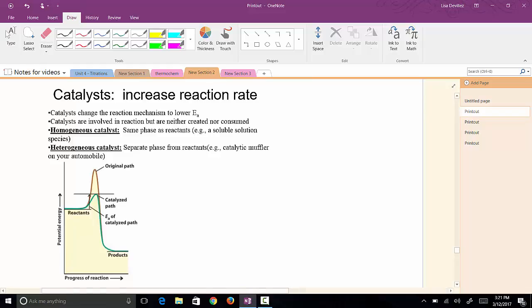And so this is kind of a key diagram to look at. Notice that the catalyst makes the little hill smaller, but it does not affect your delta E or delta H of the reactants. The products still have the same energy, the reactants still have the same energy.